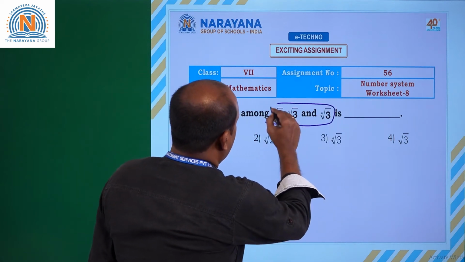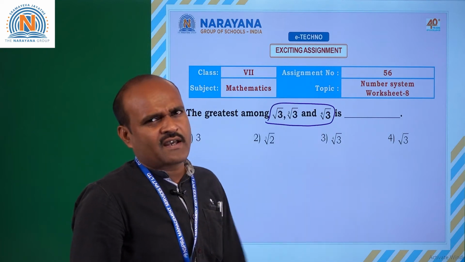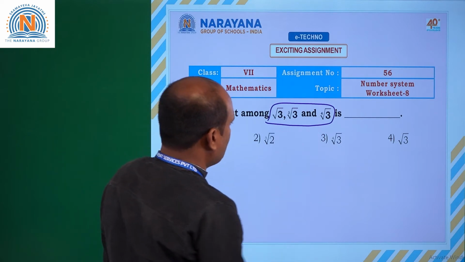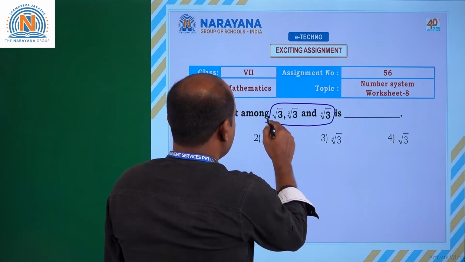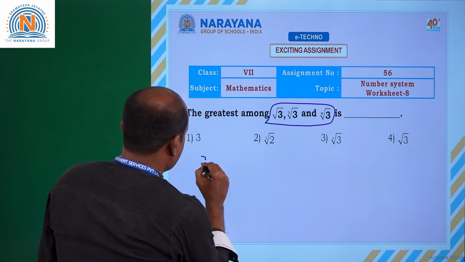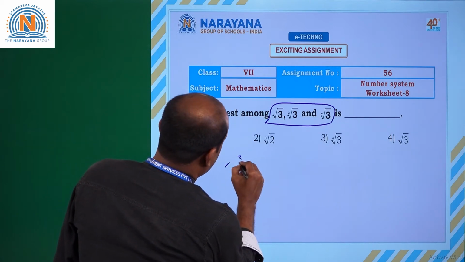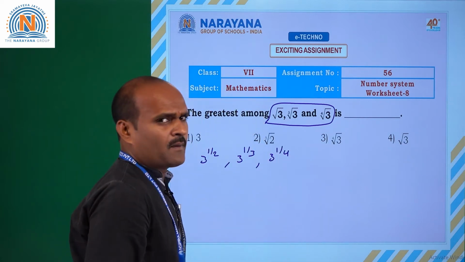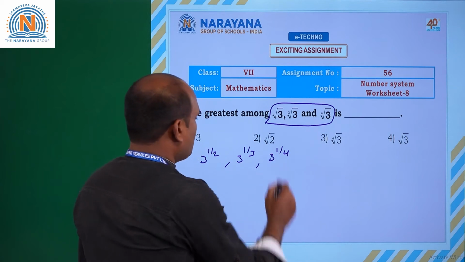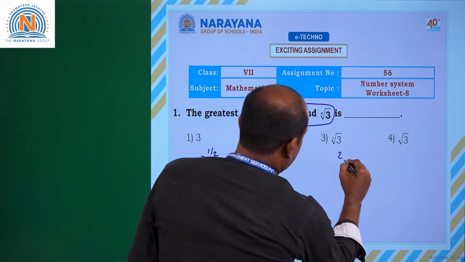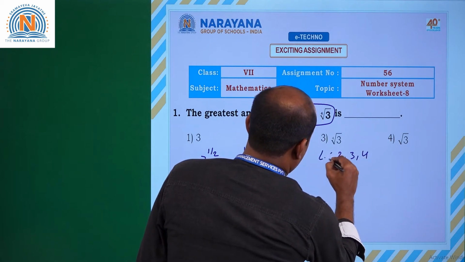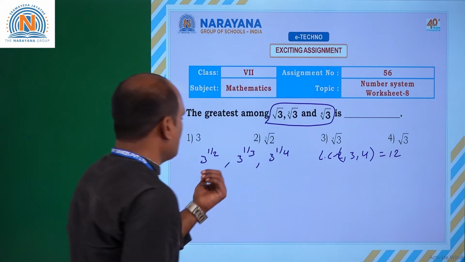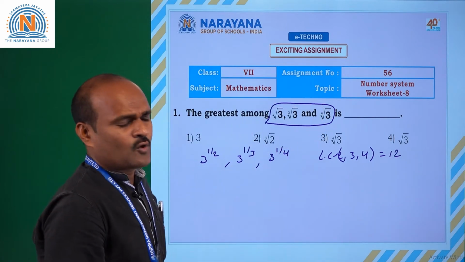If these three are of the same order, then easily we can find which one is the greatest and which one is the smaller one. So we are trying to convert all these three surds to the same order, right? So here 3 power 1 by 2, 3 power 1 by 3, 3 power 1 by 4. Now what is the LCM of 2, 3, 4? LCM of 2, 3, 4 is equal to 12, right? So we convert all these three surds to order 12.